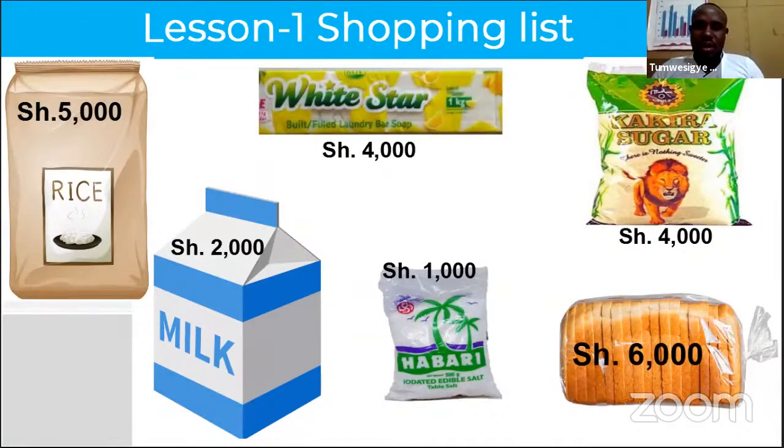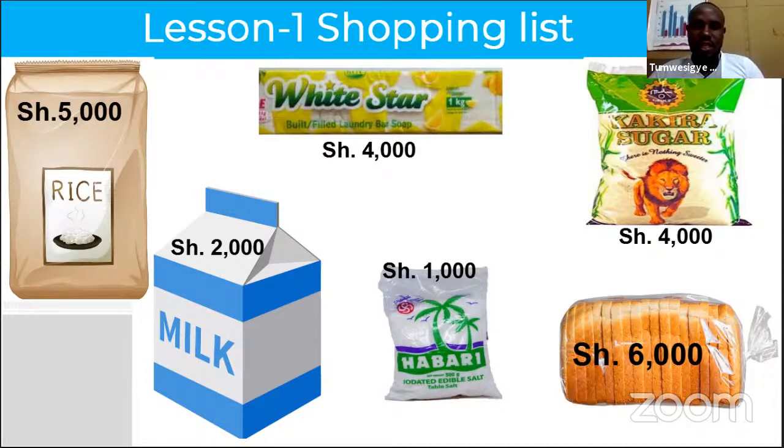What we are supposed to do is simple. Let's compare the prices. I have bread at 6,000, sugar at 4,000, soap at 4,000, salt at 1,000, milk at 2,000. So when you look at all these prices, we can conclude. Those of you who are viewing on YouTube, you can send me your answers there.